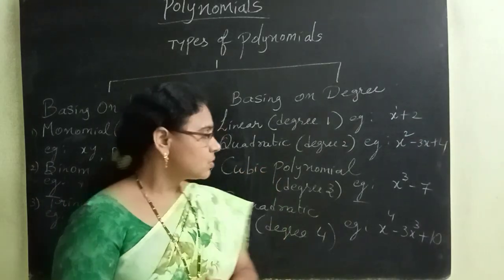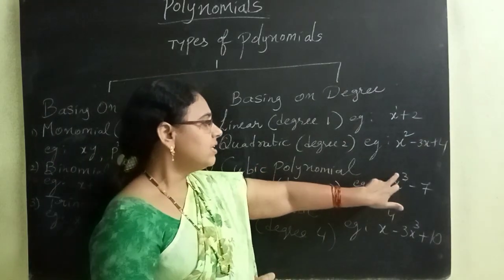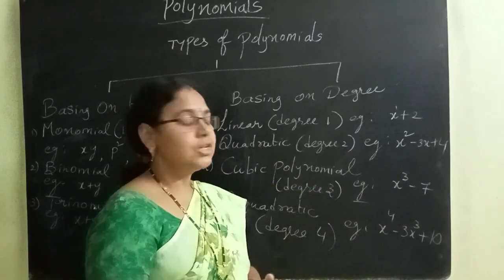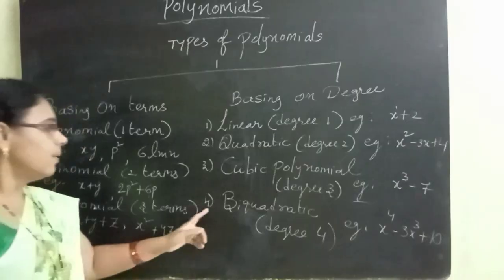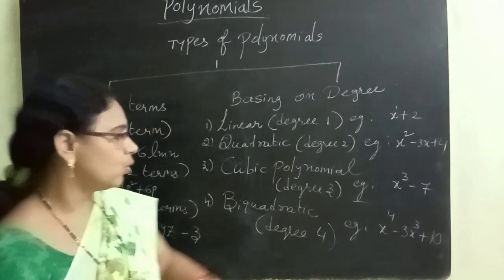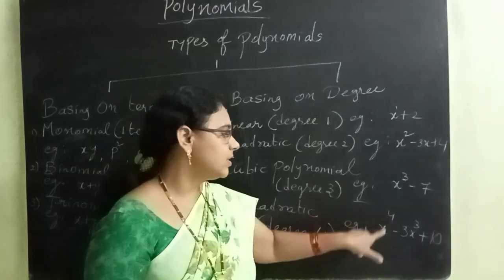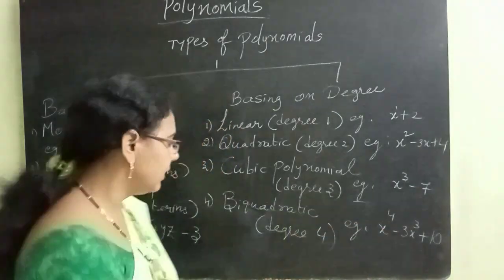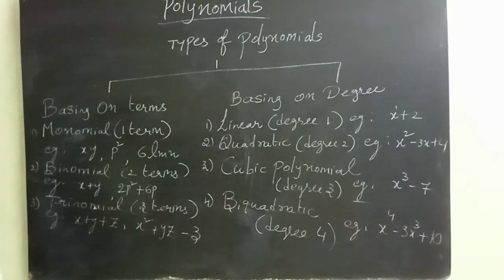Cubic polynomial, degree is 3. So here the exponent of the variable is 3. So we will say it is a cubic polynomial. Next, biquadratic polynomial, degree is 4. If the degree is 4, so the highest exponent of the variable is 4, then we will say that is a biquadratic polynomial. Did you understand? These all are types of polynomials.